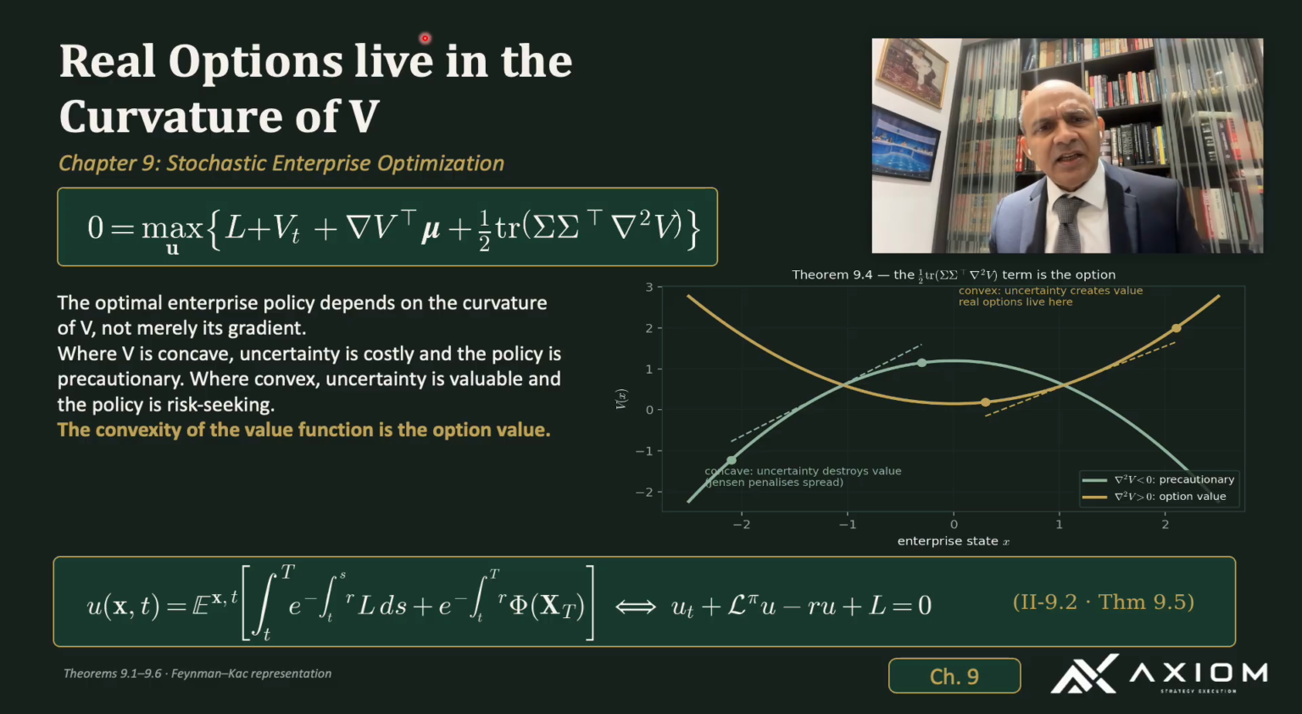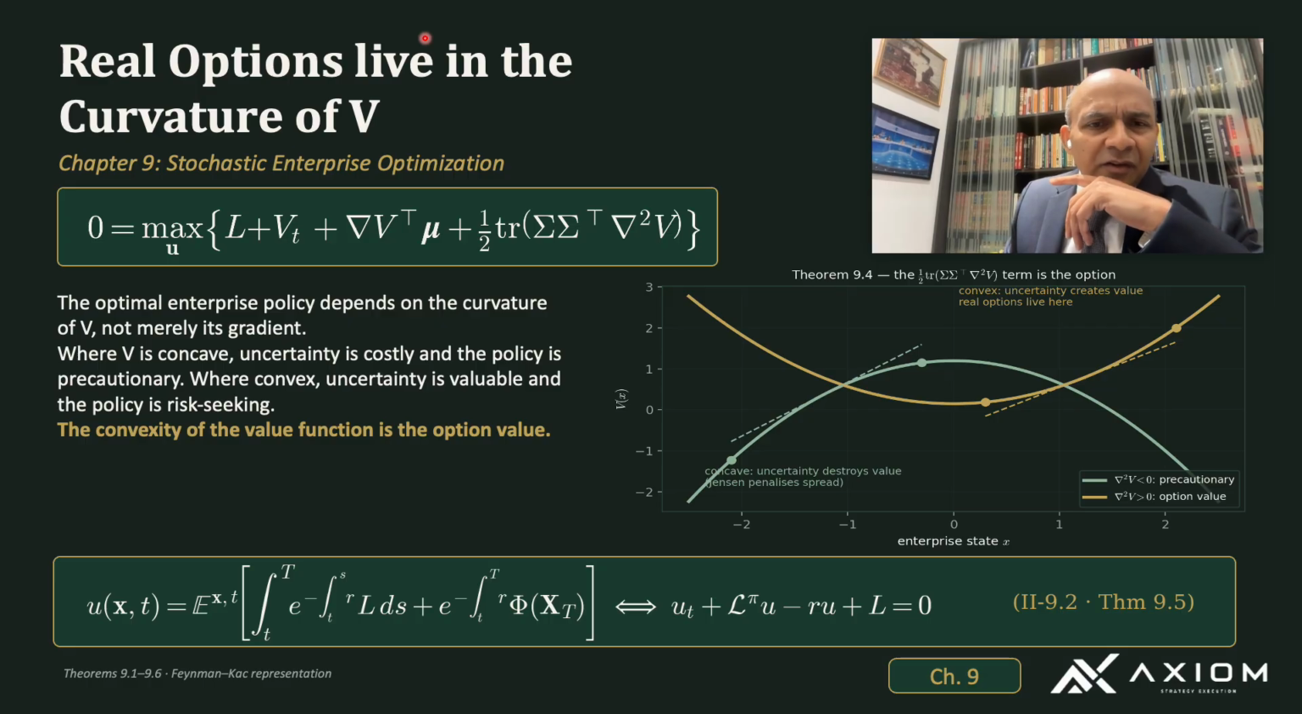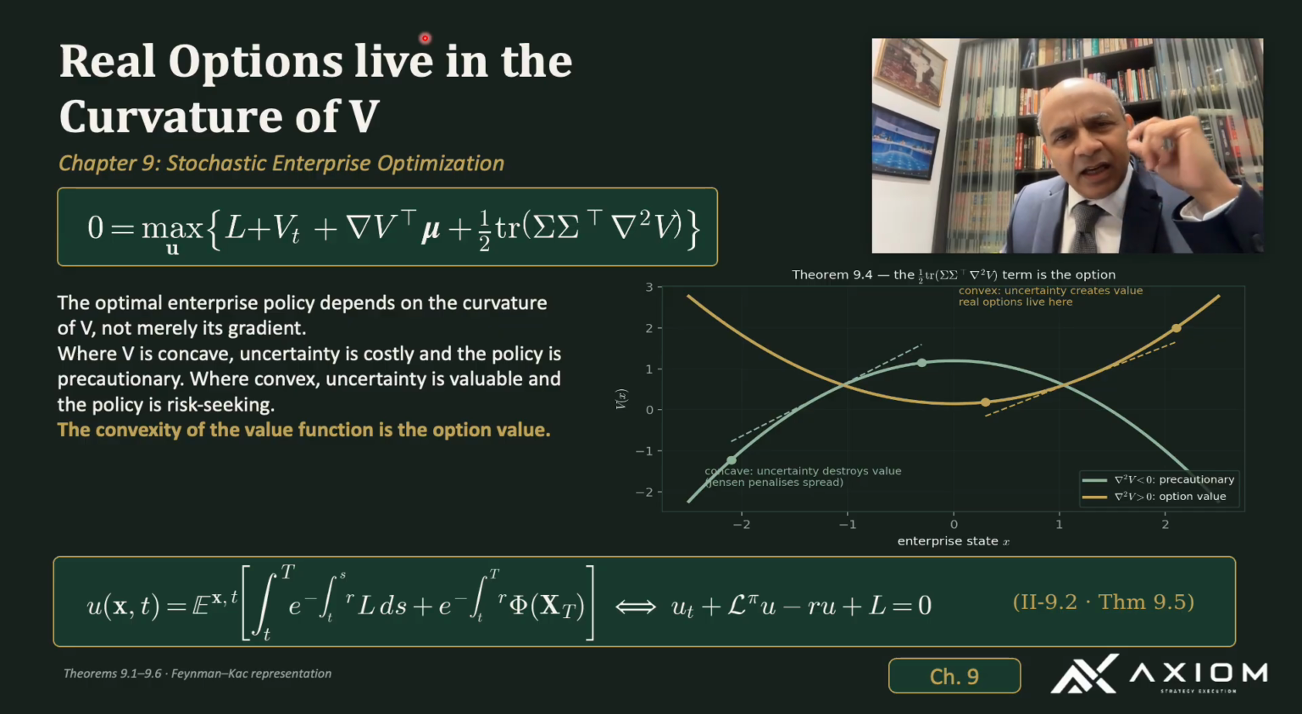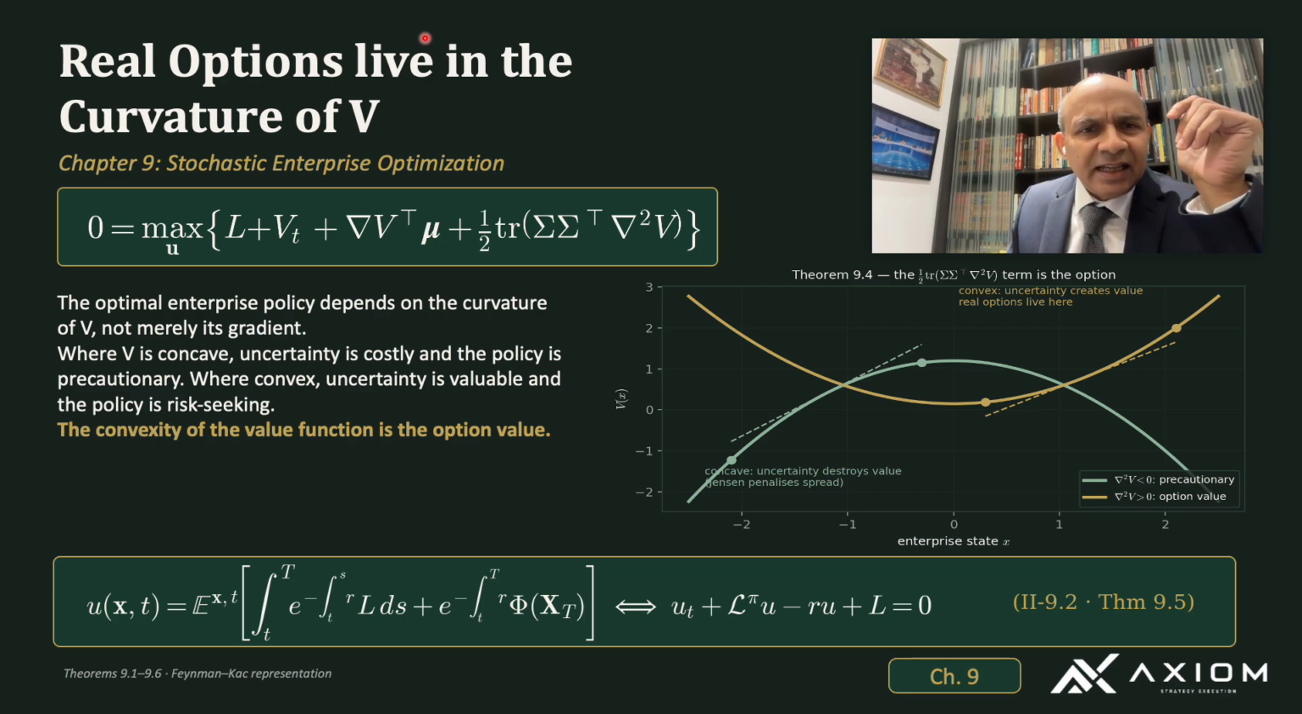Theorem 9.5 gives us the Feynman-Kac expectation representation. Under a fixed Markov policy, expected enterprise value can be represented equivalently through the Dynkin-Feynman-Kac, the solution of a linear PDE, linking stochastic expectations and policy value equations exactly. Theorem 9.6 is the optimal stochastic policy. If a smooth candidate solves the stochastic HJB equation and a measurable feedback policy attains its maximizing control, then that policy is optimal and the candidate is the true stochastic enterprise value function.